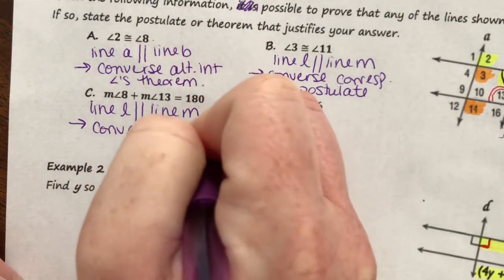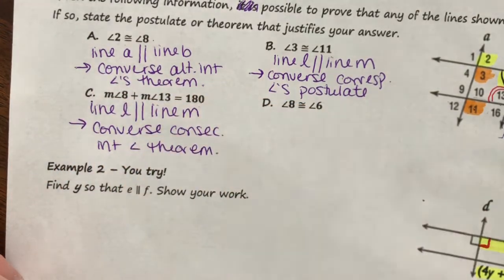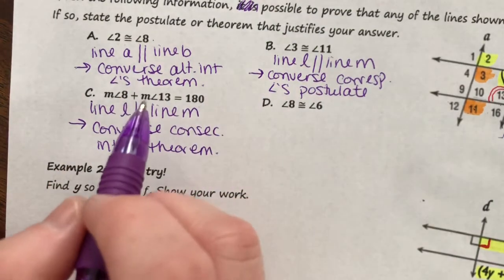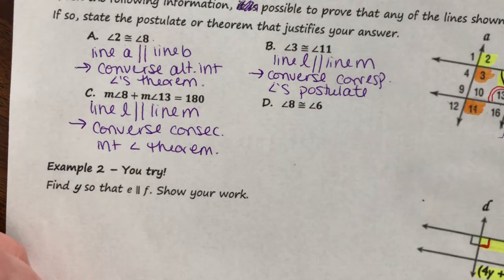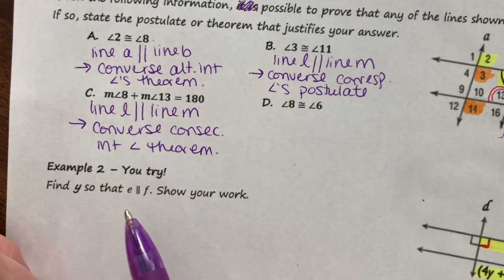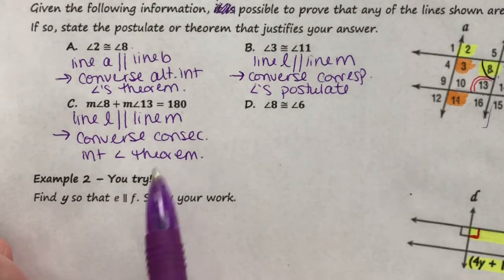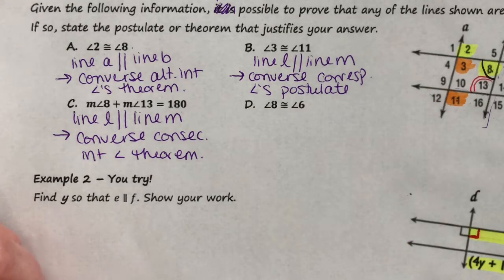Converse consecutive interior angle theorem. It's converse because it doesn't tell us that the lines are parallel. It tells us the angles are supplementary, and then we have to figure out the lines are parallel. So when the parallel part comes at the end, it's always the converse rule. I know I'm repeating myself, I just want it to sink in. When it starts off saying lines are parallel, so therefore the angle relationship is congruent or supplementary, that's the regular rule. When it wants us to figure out if the lines are parallel, that's the converse rule.